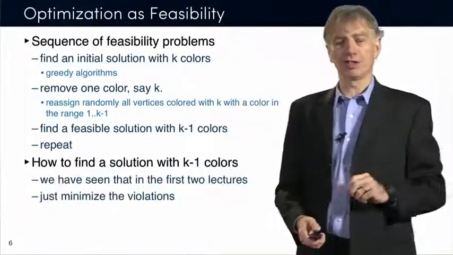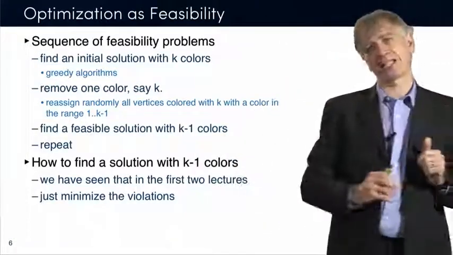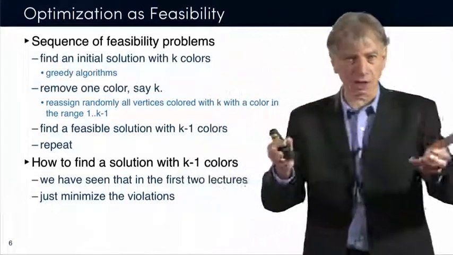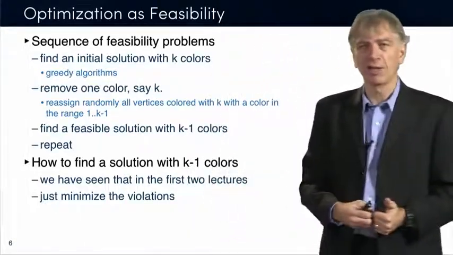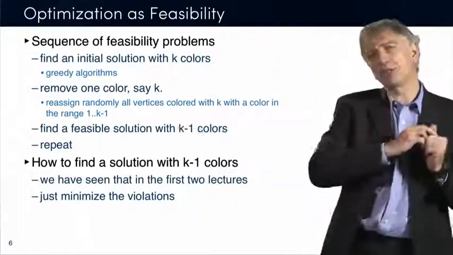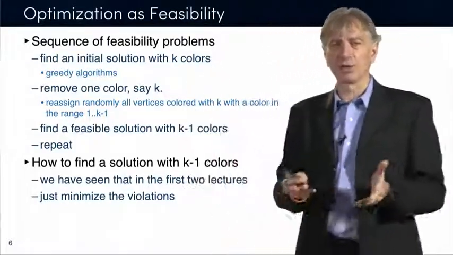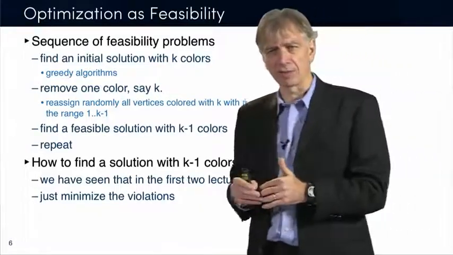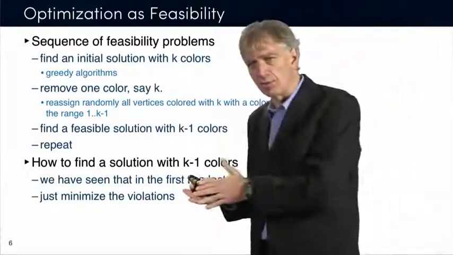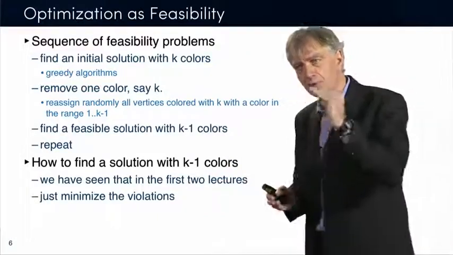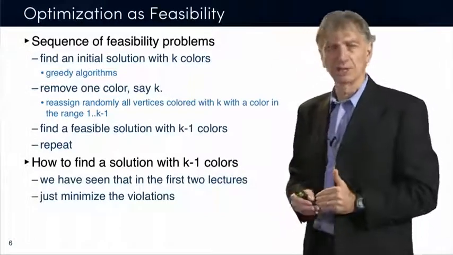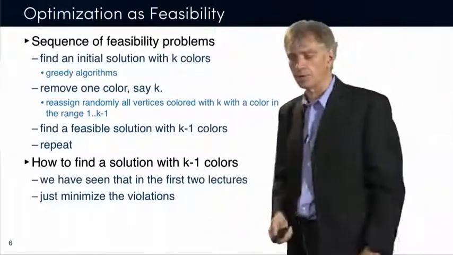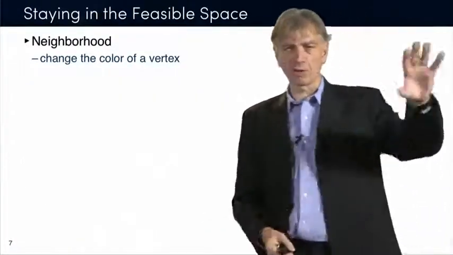The way you can do that is essentially what we did in the first 2 lectures on graph coloring. You look at the problem, you look at the violations, and you try to minimize these violations. We have seen how to do this, so we just do that. And that's the first approach for solving optimization problems, very much like the way constraint programming solves optimization problems. You view that as a sequence of feasibility problems. At every one of these steps, you try to minimize the number of violations, and then you have a feasible solution with k minus 1. You do the same with k minus 2, and so on and so forth. So that's the first approach.